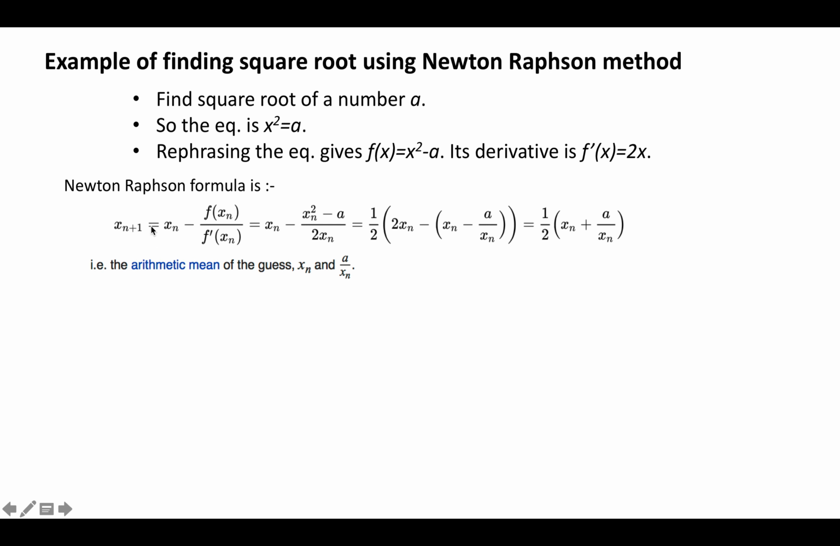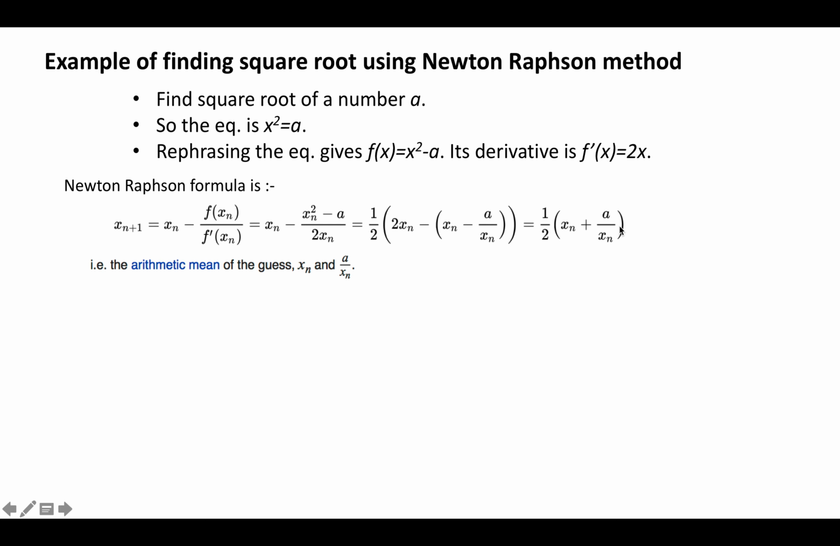Now the Newton-Raphson formula is x n plus 1 is equal to x n minus the function divided by its derivative at x n. We can also generate a recursive or iterative formula before putting in the actual value of a. So simply substitute the function and its derivative in this formula, and on simplification you will get 1 by 2 in brackets x n plus a by x n.